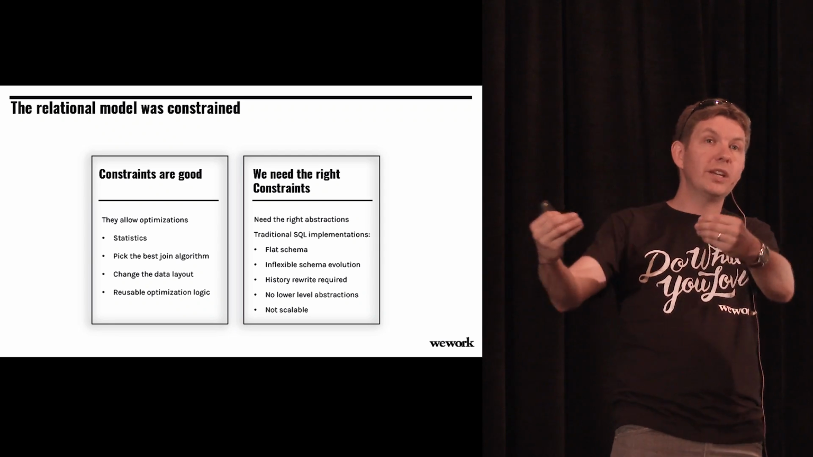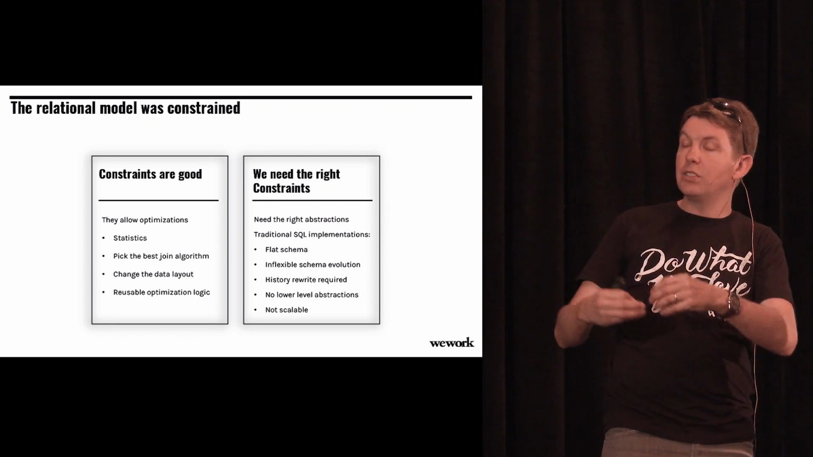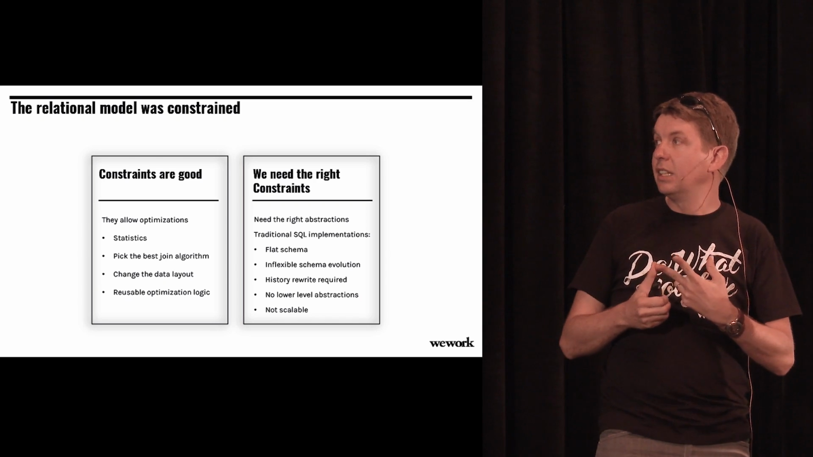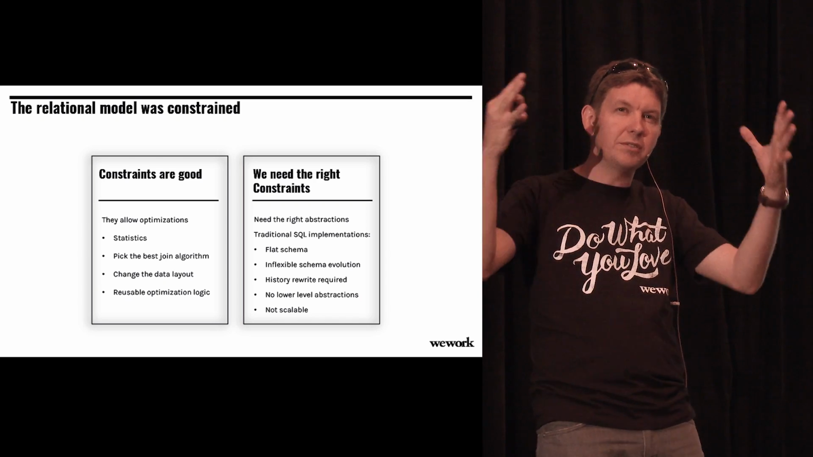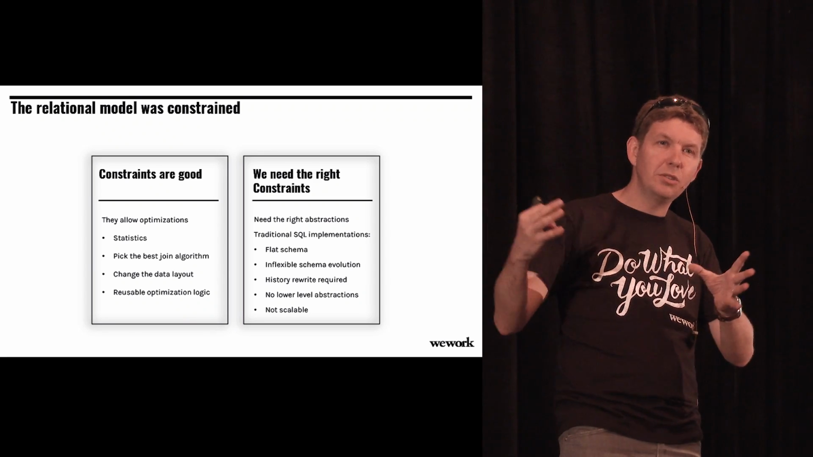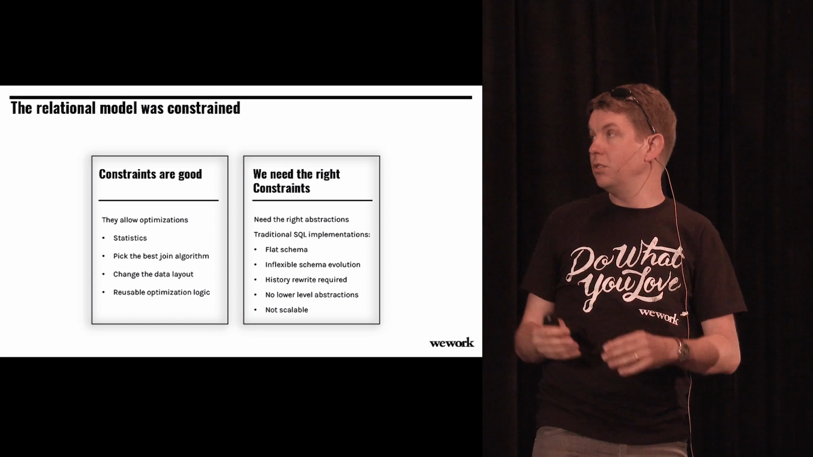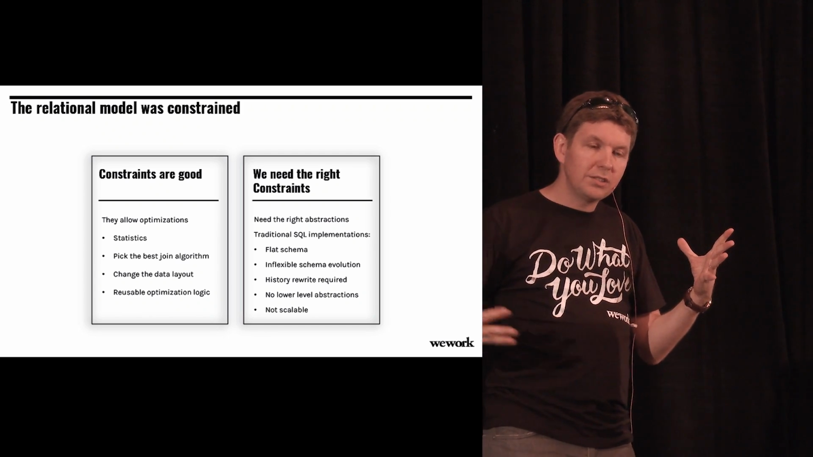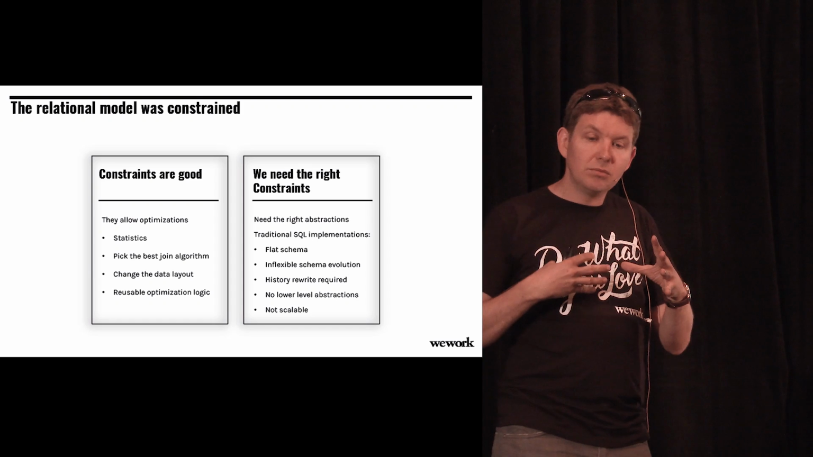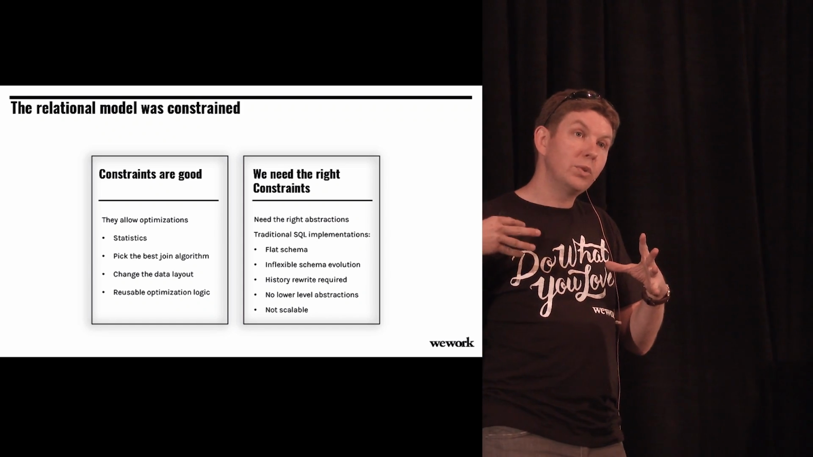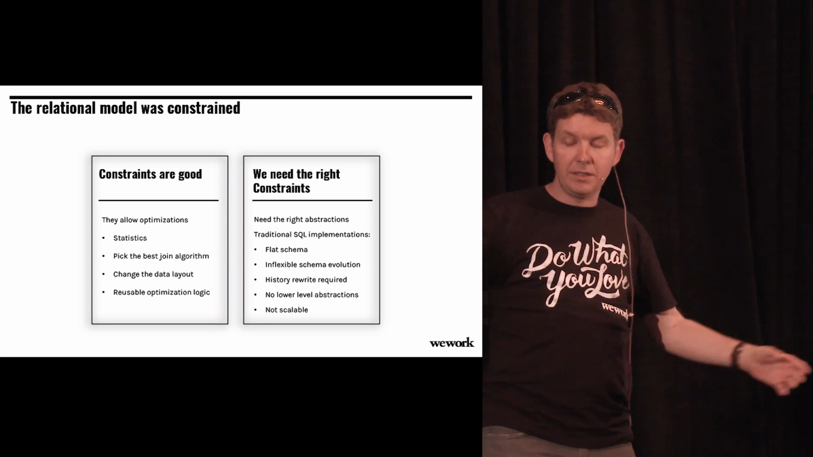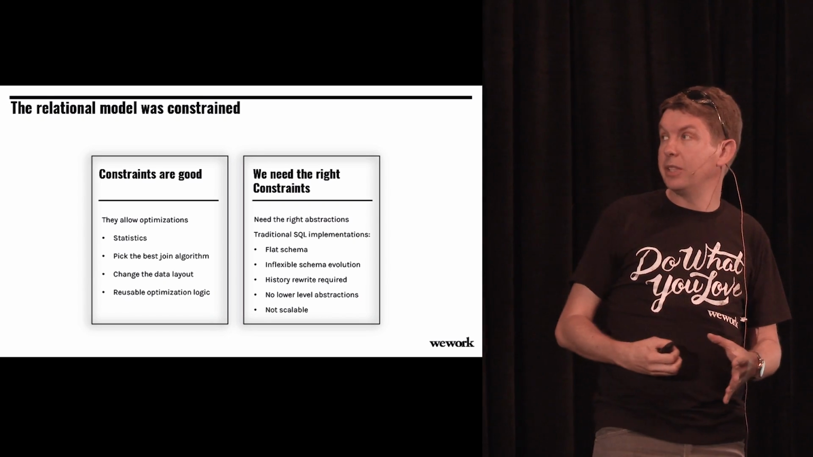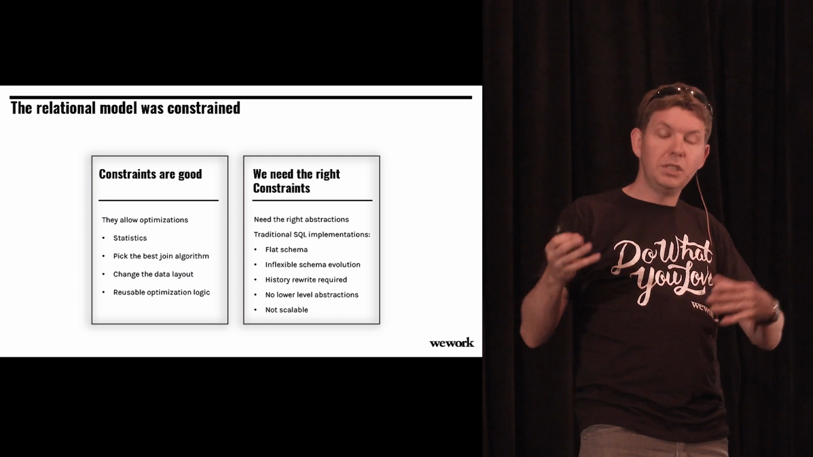So it's important to have the right set of constraints. In particular, databases didn't have those lower level abstractions, at least not in a standard way. Especially at the time, there were flat schemas and inflexible schema evolution: everything in the table has to have the same schema, so when you're changing things, it makes it harder. You always have to fix your old data to make it fit with a new schema. There's a lack of lower level abstraction to access the data in a less relational way. And those integrity constraints we talked about are not always very scalable when you have a distributed database. So constraints are good and enable very good implementations, but as the world evolves, we need to evolve those constraints.